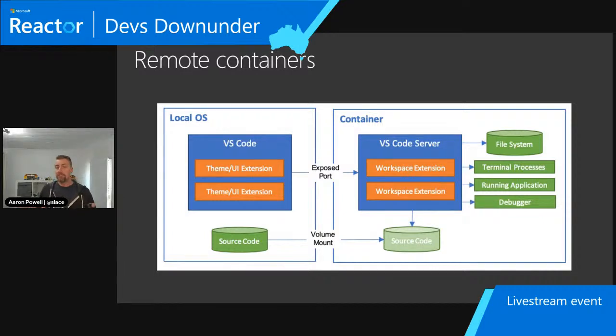VS Code is actually designed for this from the ground up. It runs in a client-server model. So you end up with your UI process, which is running on your host machine, so it runs on Windows or Mac or whatever. And then we have a container where we install the VS Code server, and we use a volume mount to bring your source code in. Then the terminal processes you're running, the debuggers, additional software, all of that gets installed inside of this container.